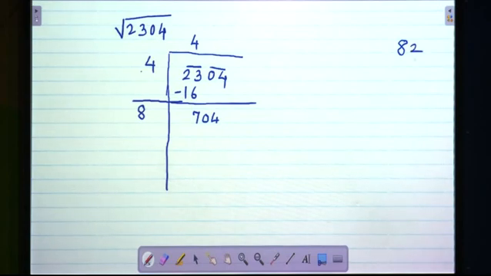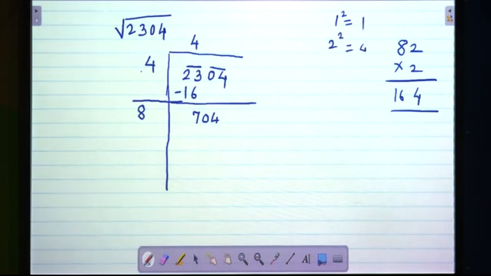82 twos are, this we have studied. 2 twos are 4, 8 twos are 16. And after that, 3 square 9, 4 square 16, 5 square 25, 6 square 36, 7 square 49, 8 square 64. We know this very well. What is this? 4 is coming in the ones place and we want 4 here.